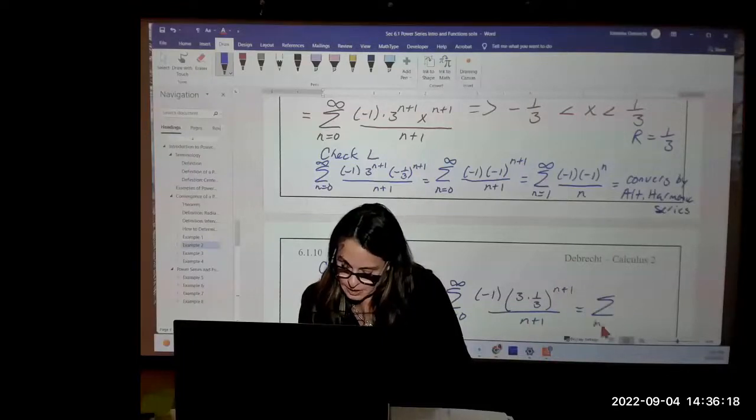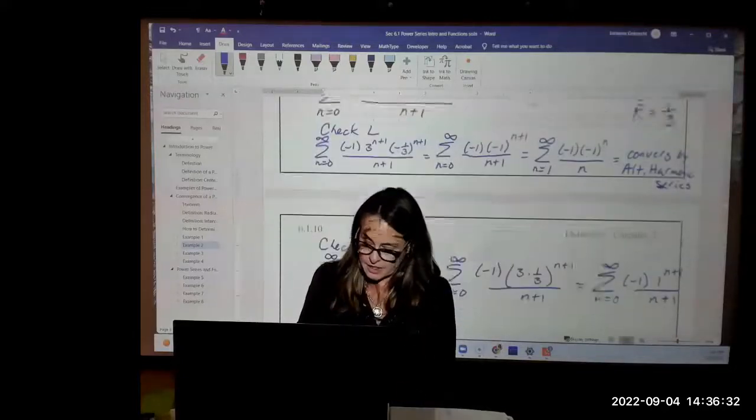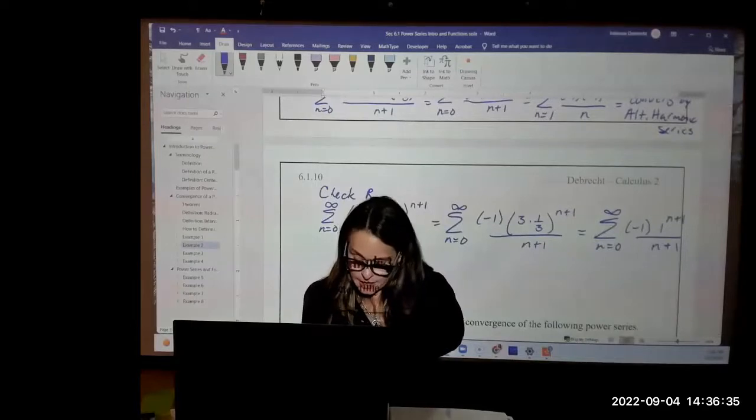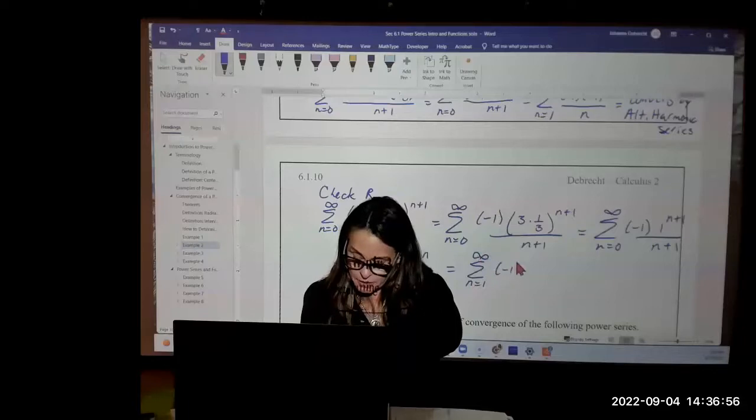the series n equals 0 to infinity of -1 times 1 to the n plus 1 over n plus 1. And then I can manipulate the subscript again. And I can start this one at 1. And this becomes the series from n equal 1 to infinity of the constant -1 multiplied by 1 to the n over n. Now 1 to the n is, of course, the value of 1. It's not alternating, so it's always just 1. So we get n equal 1 to infinity of -1, a constant, times 1 over n.